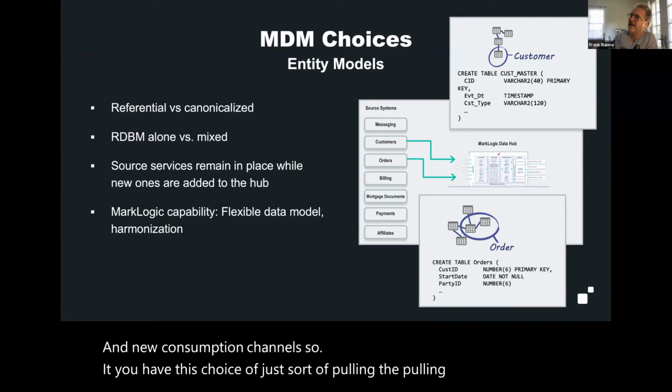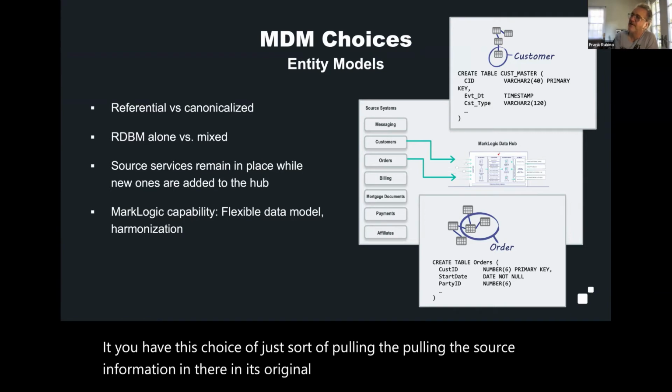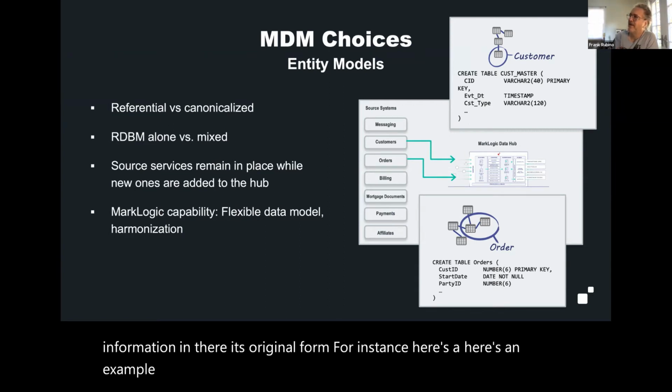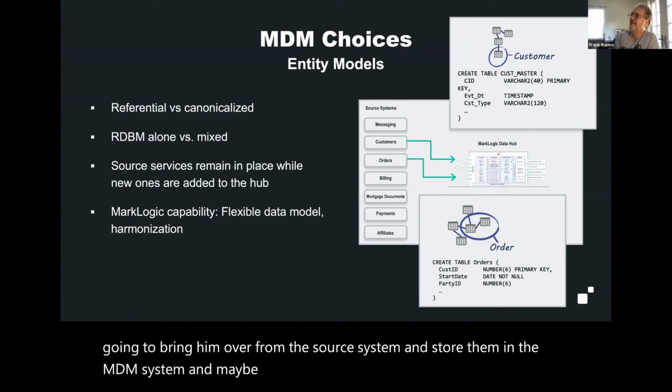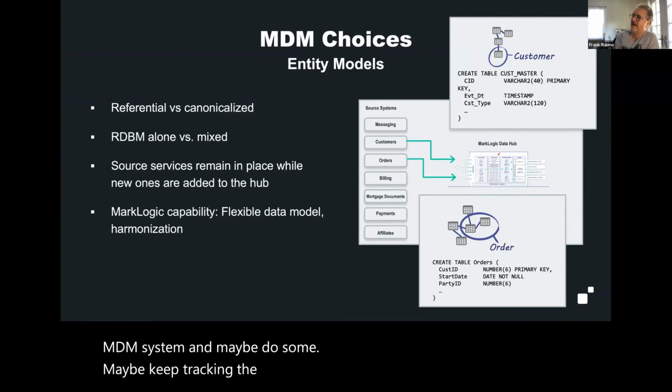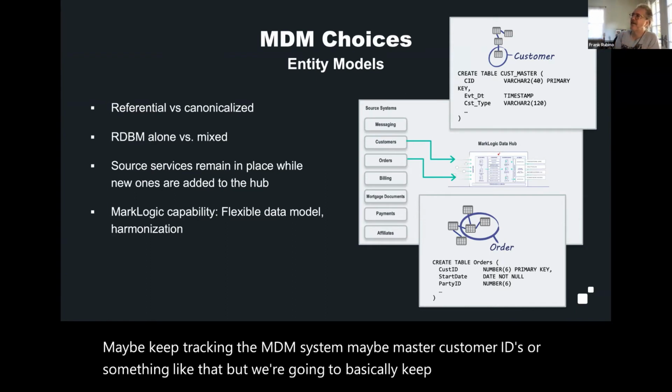So you have this choice of just pulling the source information in there in its original form. For instance, here's an example where we have a customer and some order tables, and we're just going to bring them over from the source system and store them in the MDM system, and maybe keep track in the MDM system of master customer IDs or something like that. But we're going to basically keep intact what the representation of those customers and orders are.